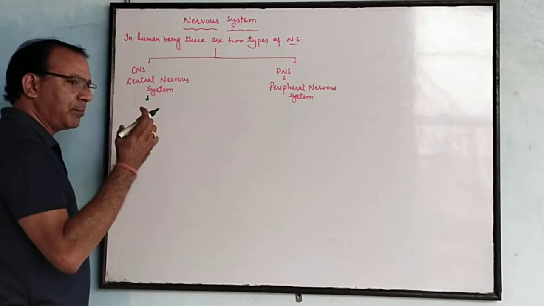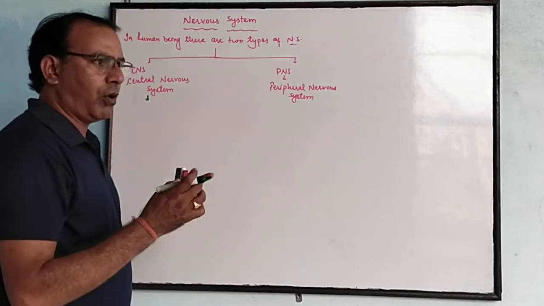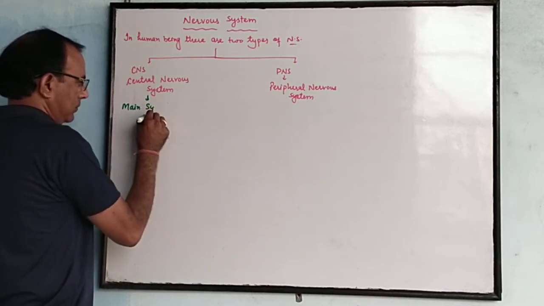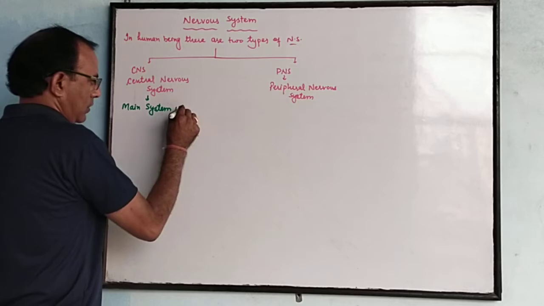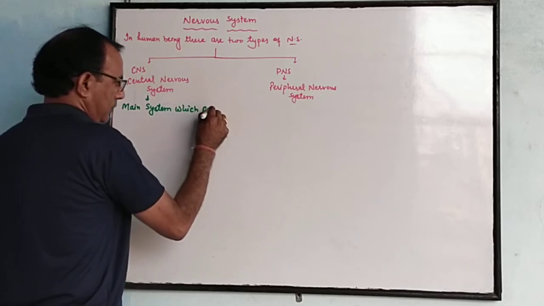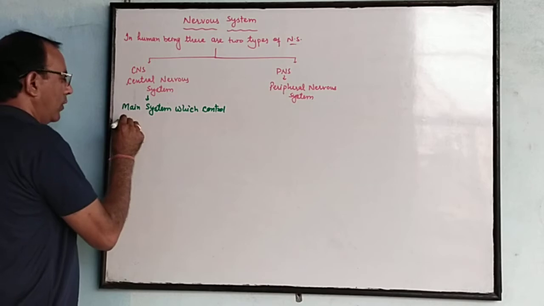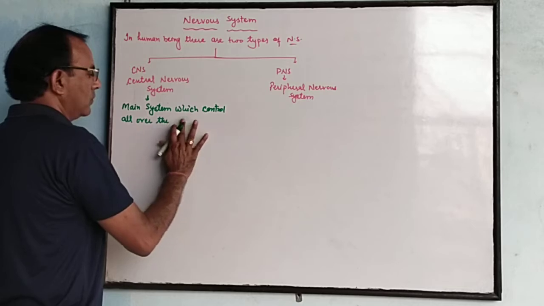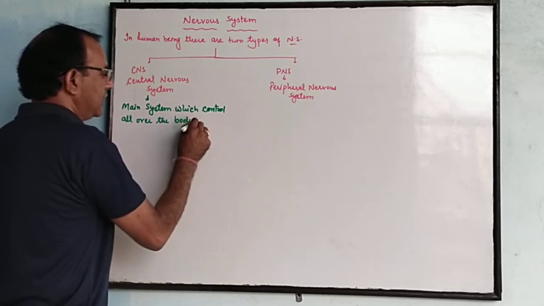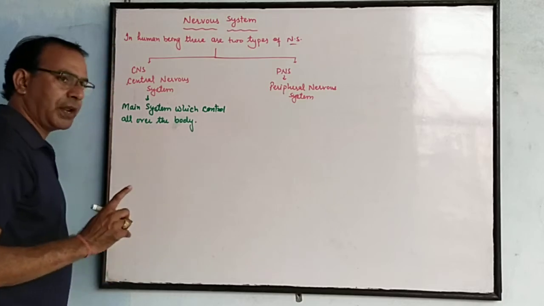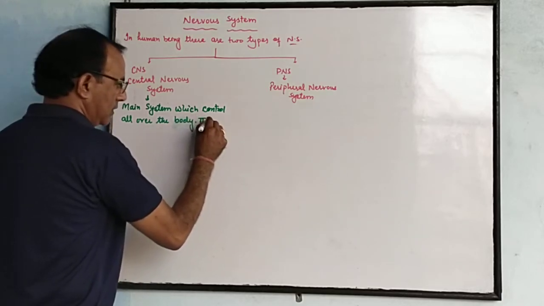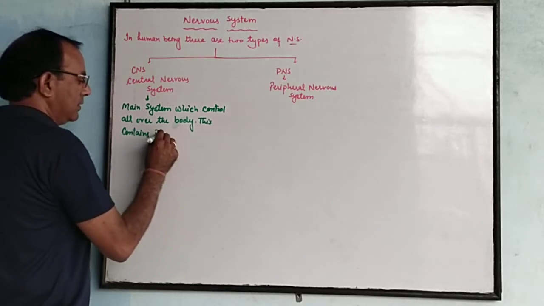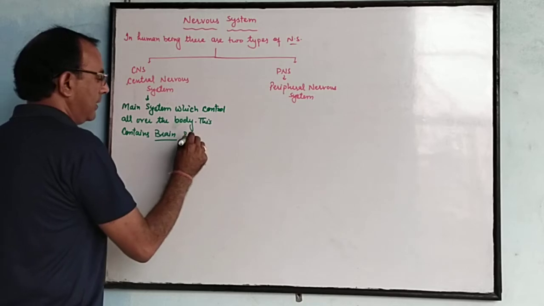The central nervous system is the main nervous system which controls all over the body. This system contains the brain and spinal cord.